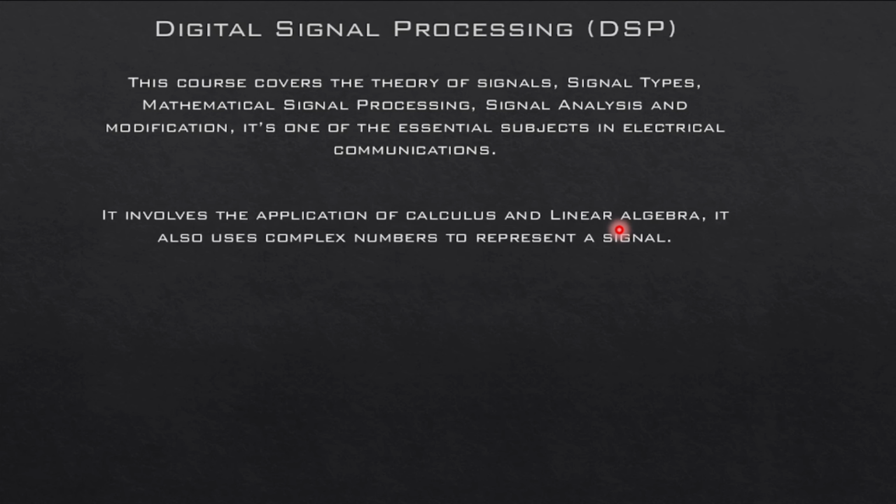So, first of all, this course covers the theory of signals, signal types, mathematical signal processing, signal analysis and modification. It's one of the essential subjects in electrical communications. It involves the application of calculus and linear algebra. It also uses complex numbers to represent a signal, such as the residues, poles and zeros in complex numbers, Z transform, Fourier transform, digital signal conversion from analog to digital, like sampling, quantization, and coding, etc. There are many subjects also related to that.